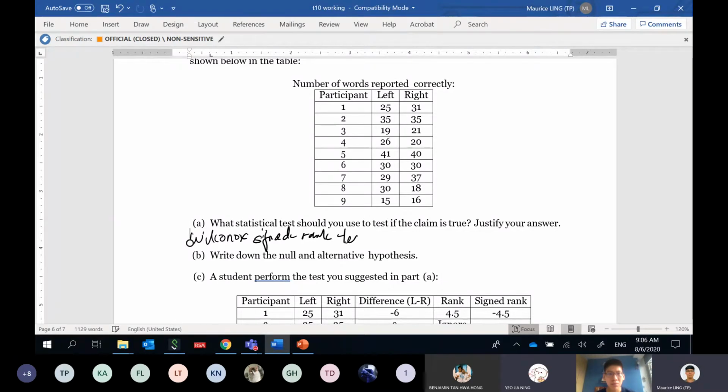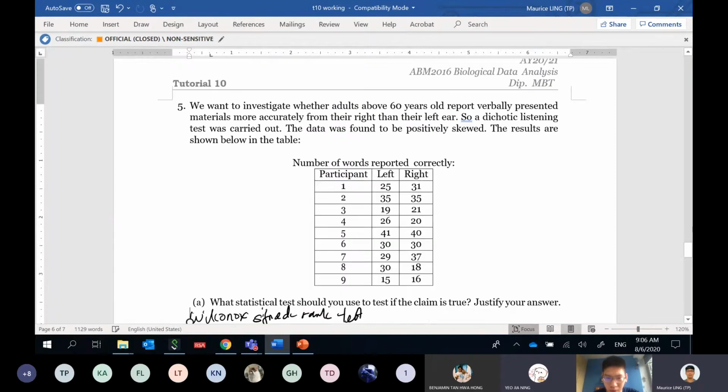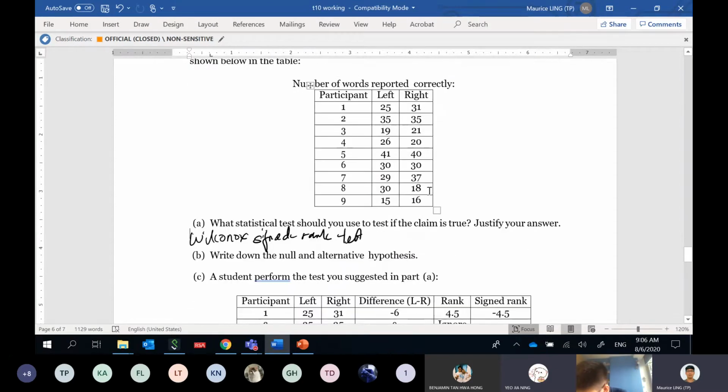If this is a parametric test, what will you do? That means if they are normally distributed. What's the t-test equivalent for it? Dependent t-test. Okay, also known as a paired t-test.